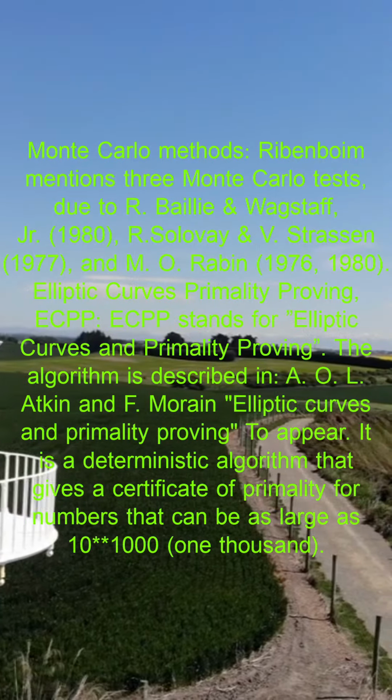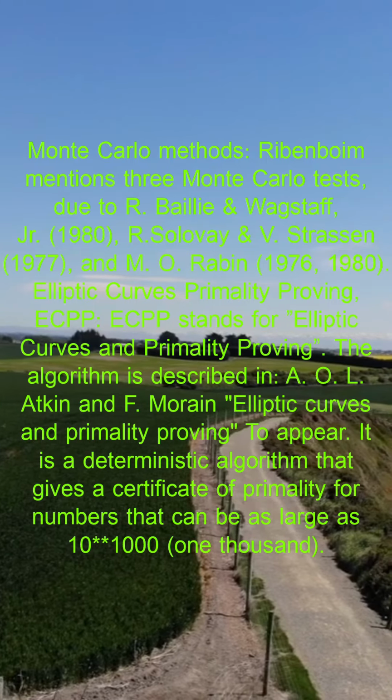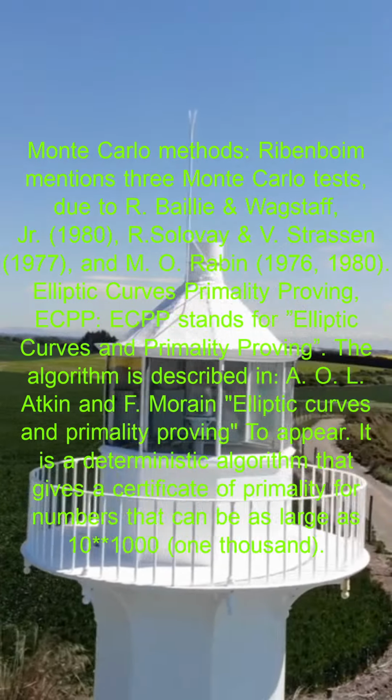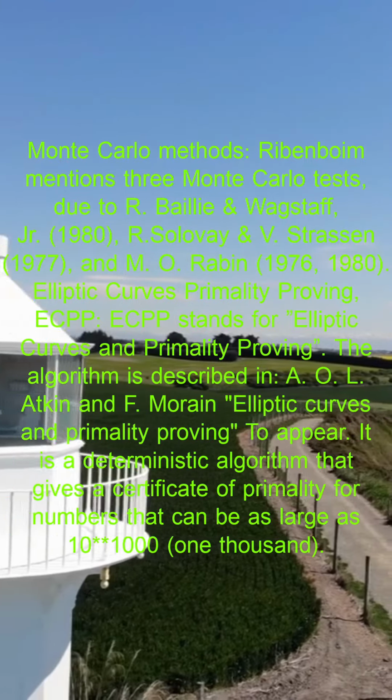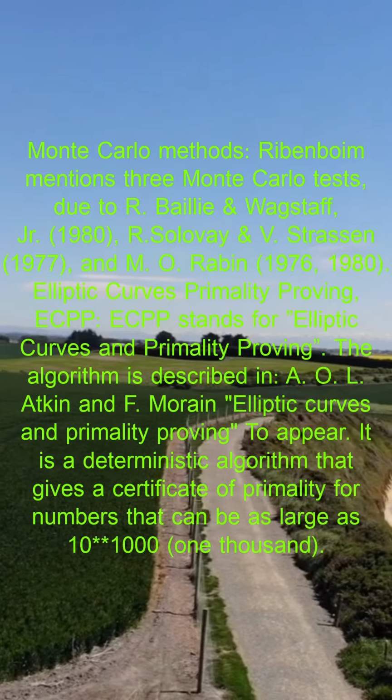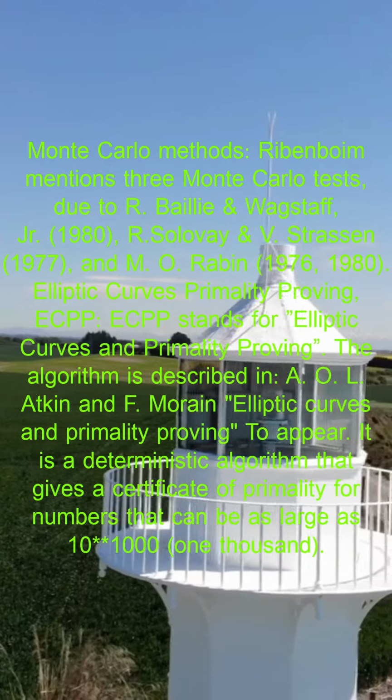Elliptic curve primality proving, ECPP. ECPP stands for Elliptic Curve Primality Proving. The algorithm is described in A. O. L. Atkin and F. Morain, Elliptic Curves and Primality Proving, to appear. It is a deterministic algorithm that gives a certificate of primality for numbers that can be as large as 10^1000.